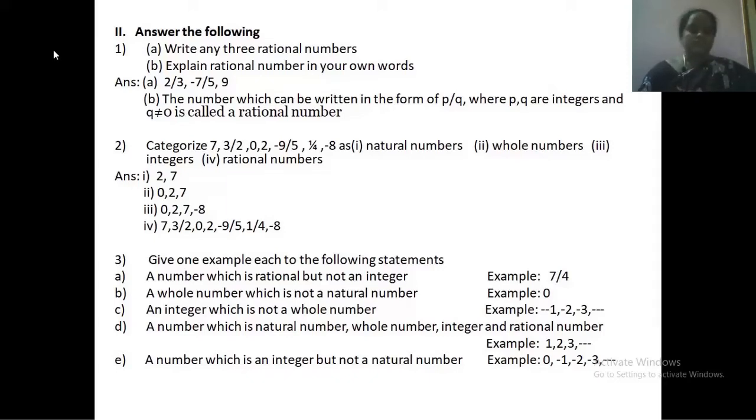E, a number which is an integer but not a natural number. It is an integer but not a natural number. So those are nothing but 0 and all the negative natural numbers. This is about the homework.